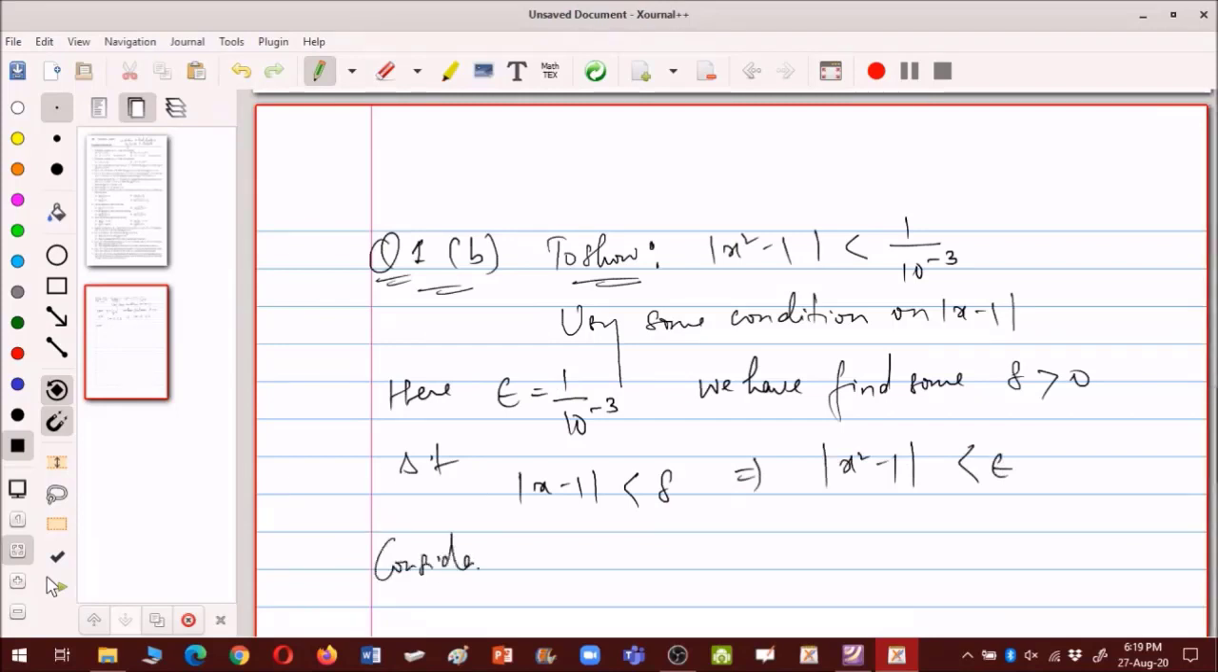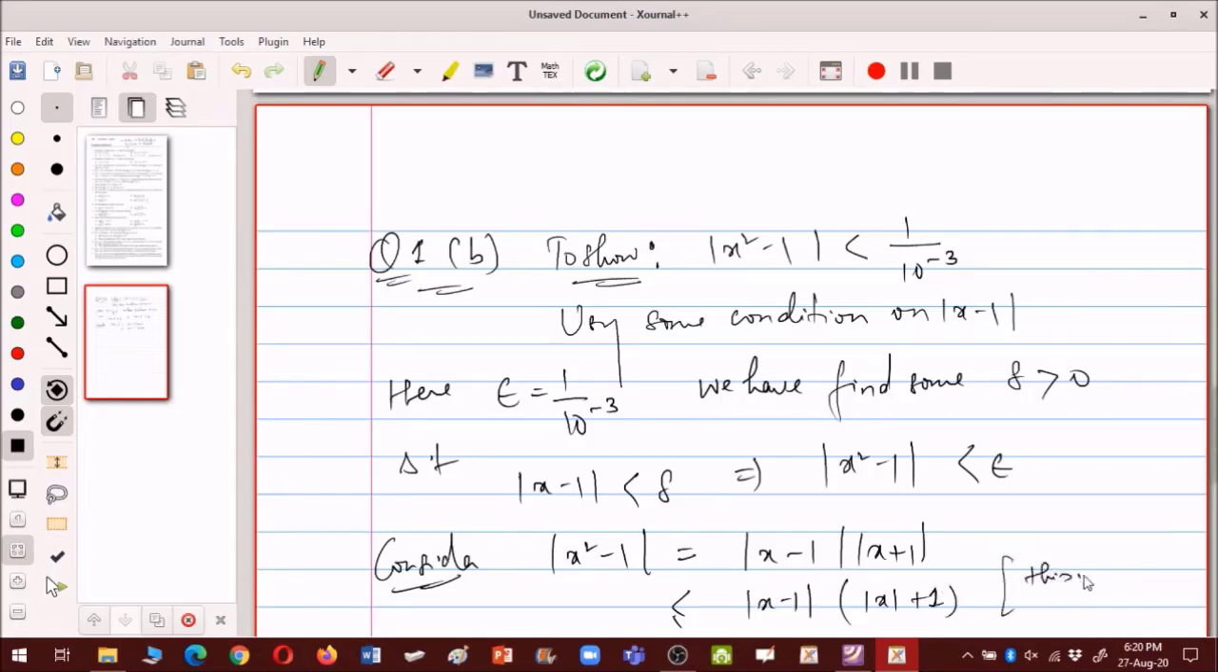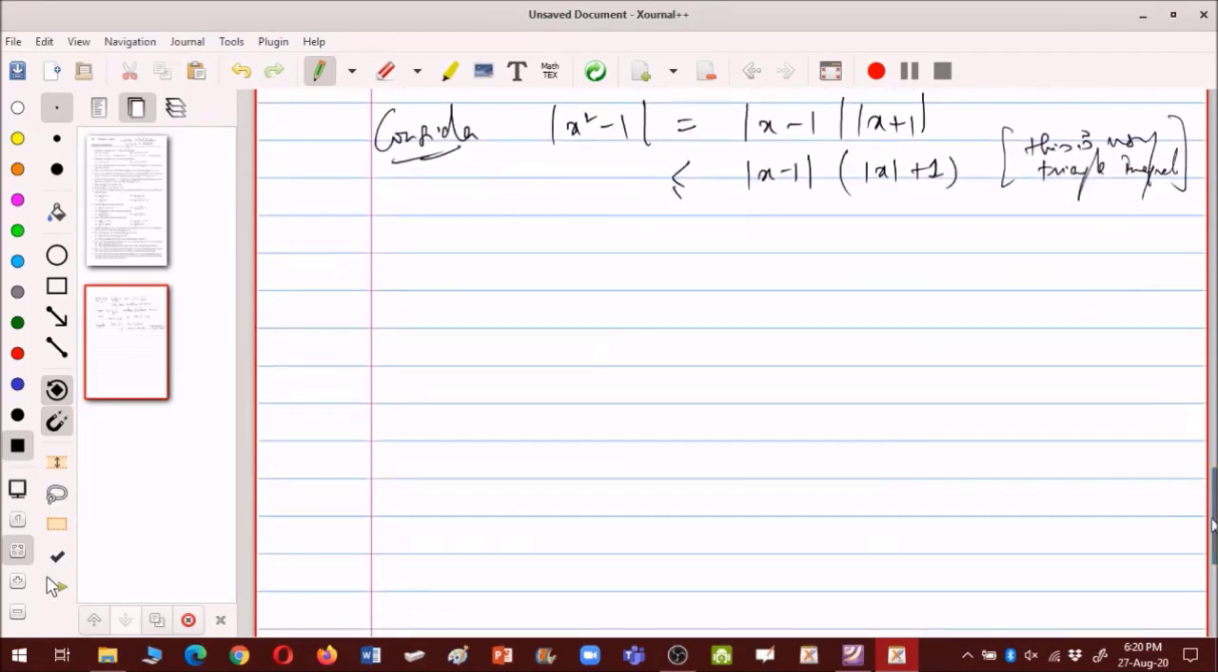So consider |x² - 1|. We can write it using the formula a² - b² = (a - b)(a + b). I can express x² - 1 in terms of this. Now using the triangle inequality, I can write it like this: |x - 1| times |x + 1| is less than or equal to |x - 1| times (|x| + 1). This is using the triangle inequality. Fine. So now if I can find some number greater than this, then I will be able to solve.